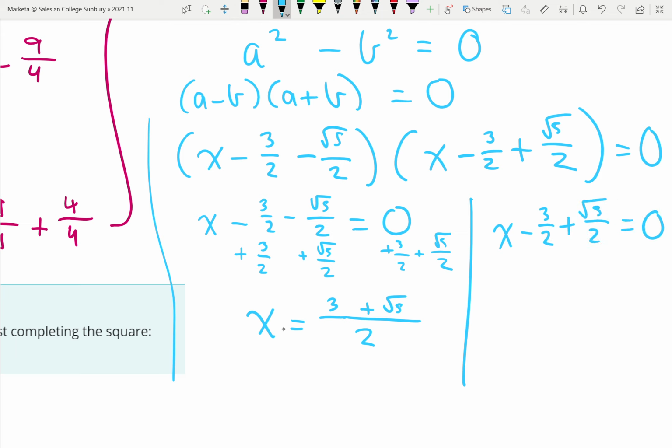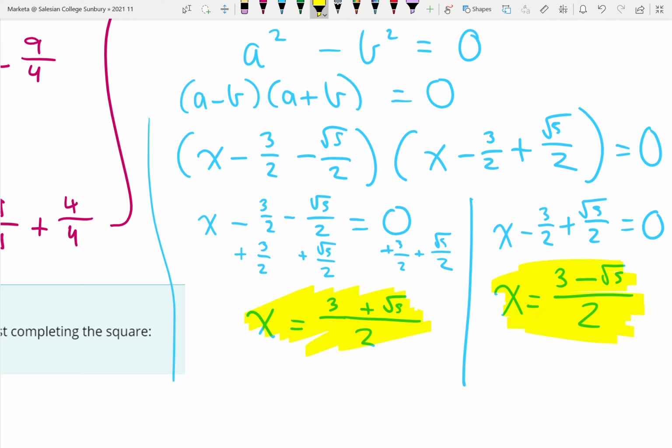And for the same reasons, we're going to add 3 on 2 on both sides and minus root 5 on 2. So we're going to get x equals 3 minus root 5 on 2. So there we have it. There are our two solutions. And we did that through completing the square.